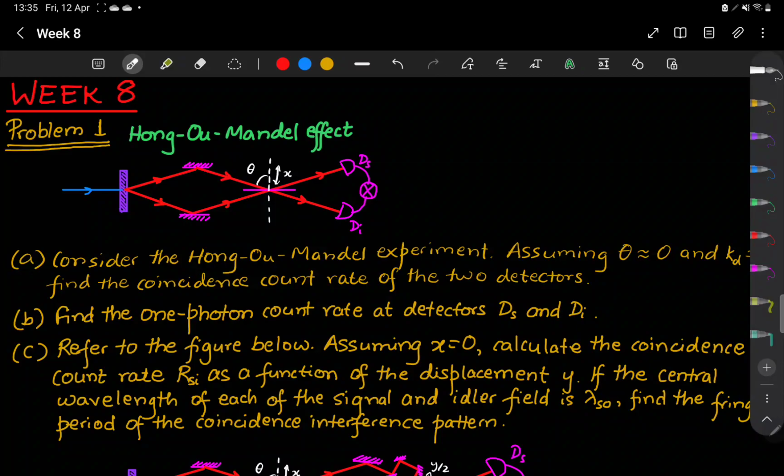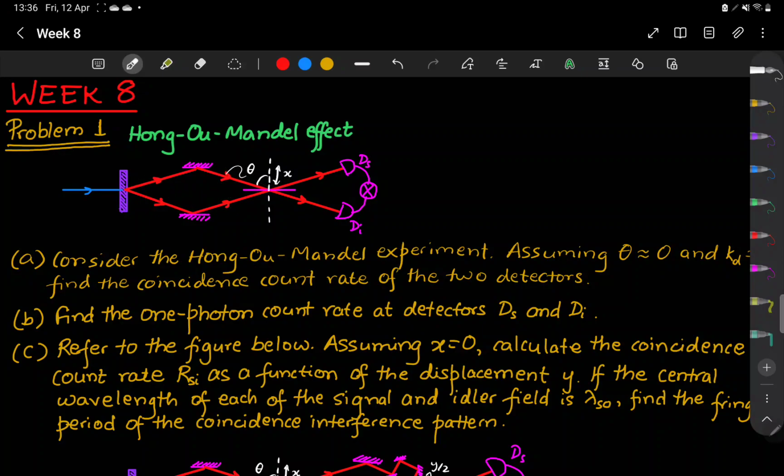Here is the setup for the Hong-Ou-Mandel effect. We have a pump beam which is incident on a non-linear crystal, which is typically a BBO crystal. From this crystal, the down conversion takes place, meaning we get two entangled photons out of it. Then these entangled photons move and fall on these mirrors. So if this is the signal, it falls on this mirror. If this is the idler, it falls on this mirror.